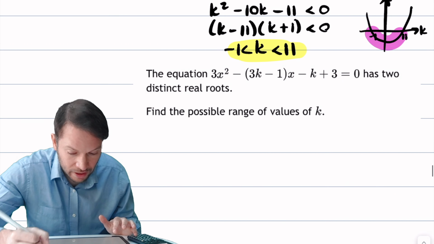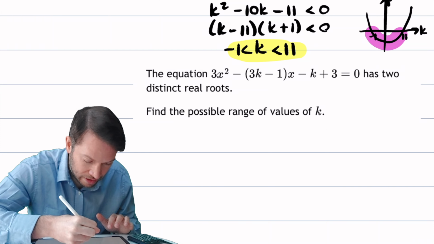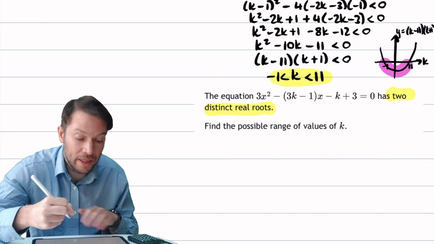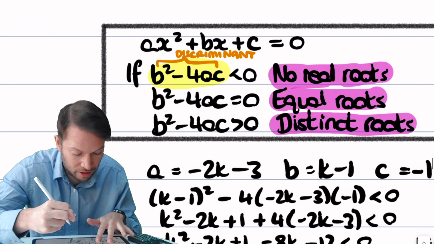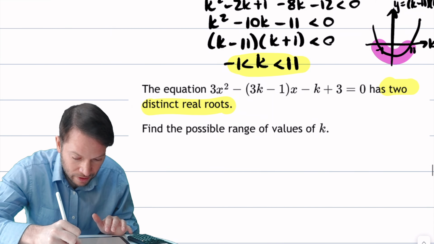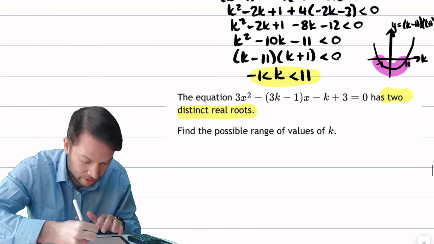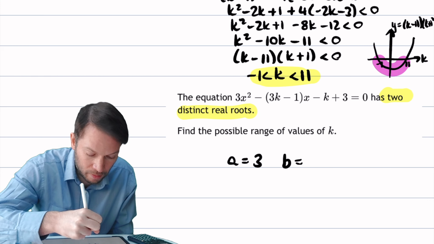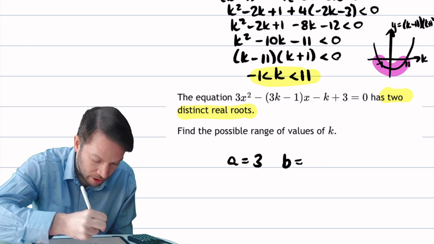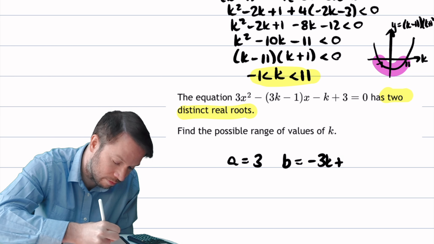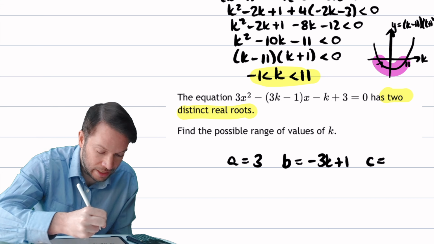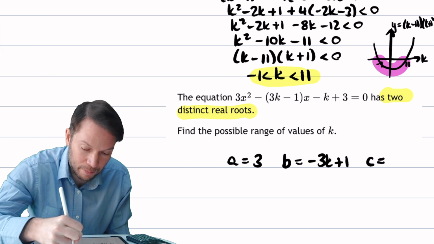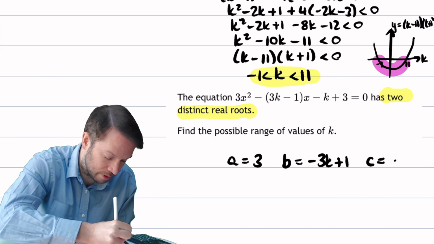Right, what about the next one? So this time again, we're going to write out our a, b, and c. We're told this time it has two distinct real roots, so that's where the discriminant is greater than 0. You can see in that last case here. So let's write out a, b, and c first. Always do that first. So we've got a is equal to 3, b is equal to minus brackets 3k minus 1, so we could write minus 3k plus 1 if we negate that. And then the c is this constant term at the end here, which is minus k plus 3. So that's what c is. C is minus k plus 3.